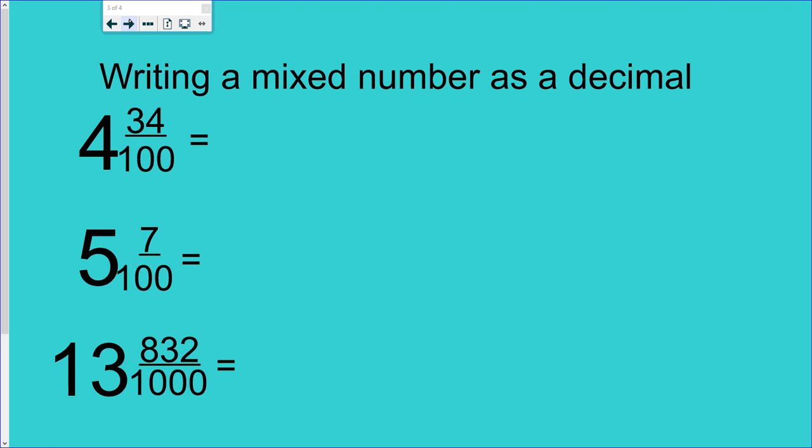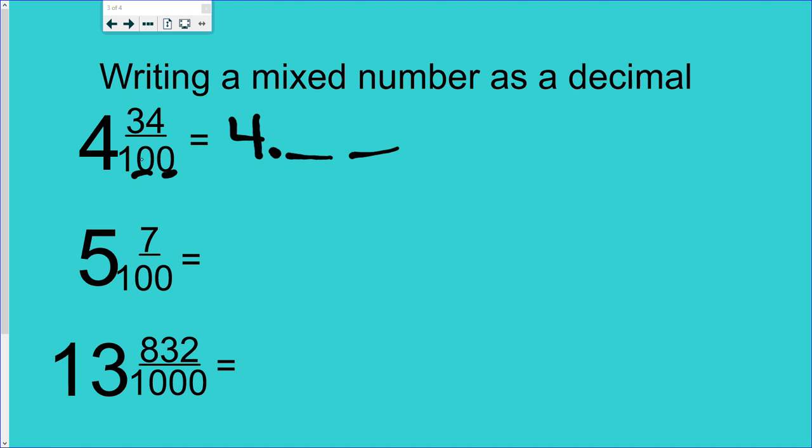You have your whole numbers. Those stay the same. Those don't change. So I put my 4 here. And I put my decimal point. Now I have how many zeros? 1, 2. So I have 2 numbers after the decimal point.